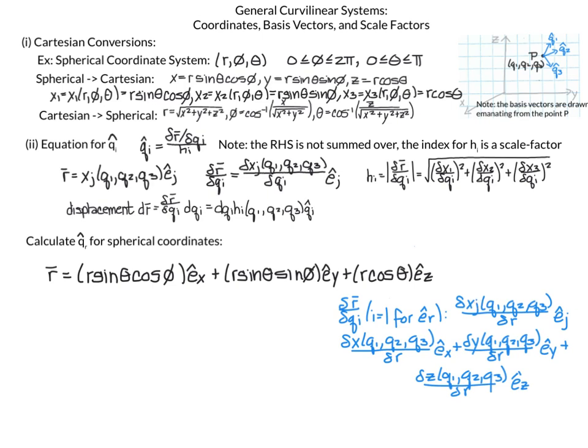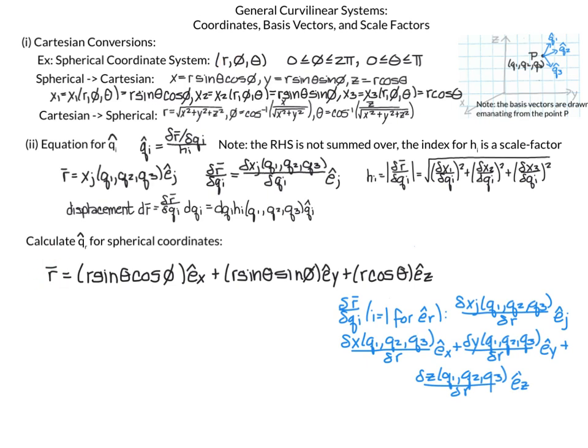So now we have the j, which we need to expand with the summation. So we have dx1. Remember, that's just our x coordinate, so I'm just going to write x for now. Our q1, q2, q3, dr in the x direction. For x2, that's our y direction. So dy, q1, q2, q3, dr, e to the y. And then for j equals 3, we have dz, q1, q2, q3, dr in the z direction. Remember, q1, q2, q3, that's r, phi, and theta.